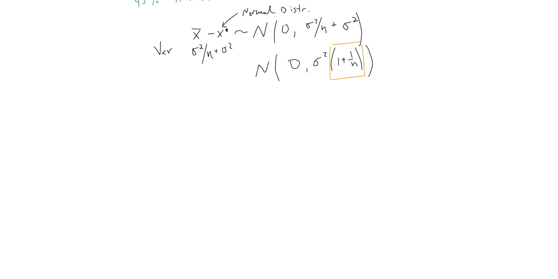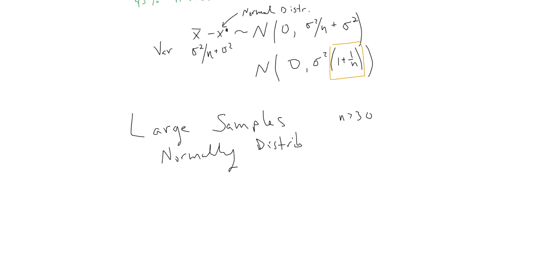All right, so for large samples, n greater than 30, with a normally distributed sample, so the original population itself is normally distributed, and we know our population standard deviation. If we're in this realm, then we can say the following.